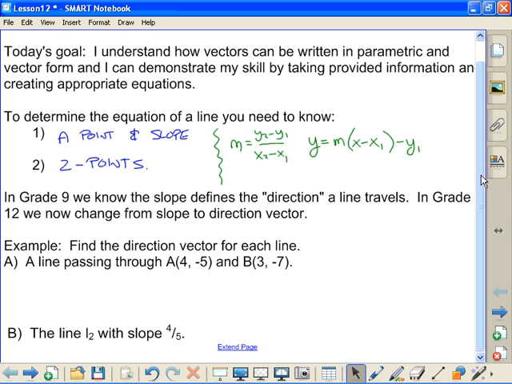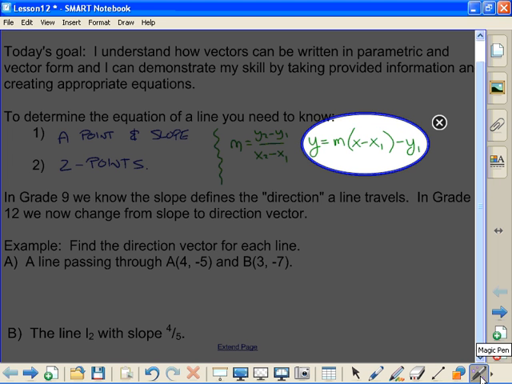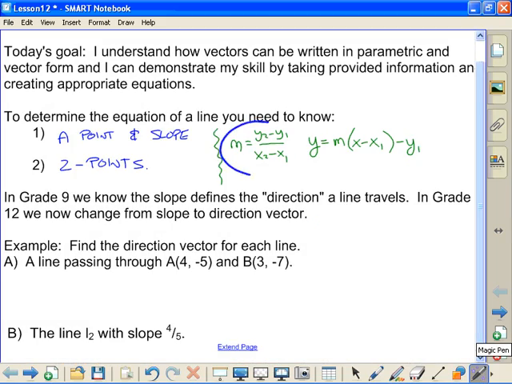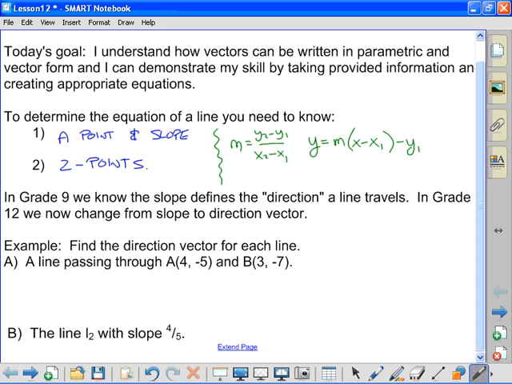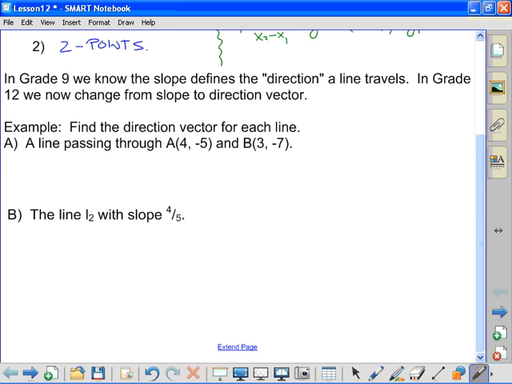So if you had any of that information, if you had number 1, you jump right into this equation, because you have a slope and a point. If you had 2 points, you had to find slope first, and then use one of the points to do that. So there you go. So in grade 9, we know that slope defines the direction of a line's travel. So it tells you how far to go over and up.